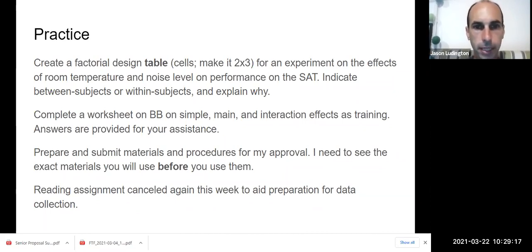Prepare and submit your materials for my approval. I'm talking about your data collection. Don't collect data until I've approved your materials.